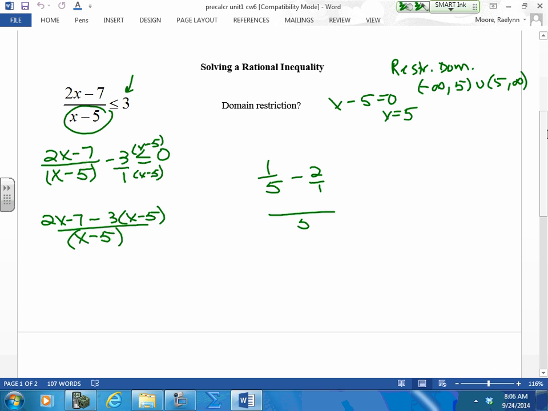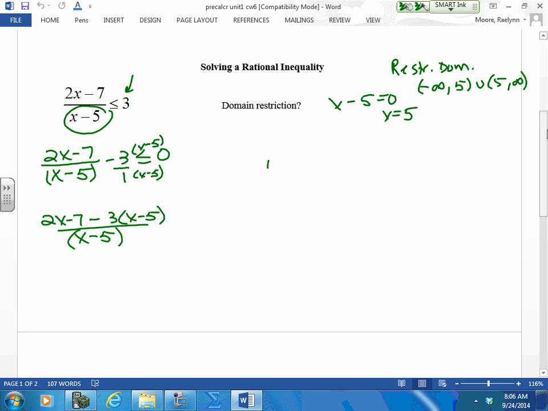Not just look at your bottoms. 5. This has a 5, so I keep the 1. This needs a 5, so I multiply the 2 times the 5, right? Same thing. It just looks a little worse when we put variables in here. Now, resolve this.